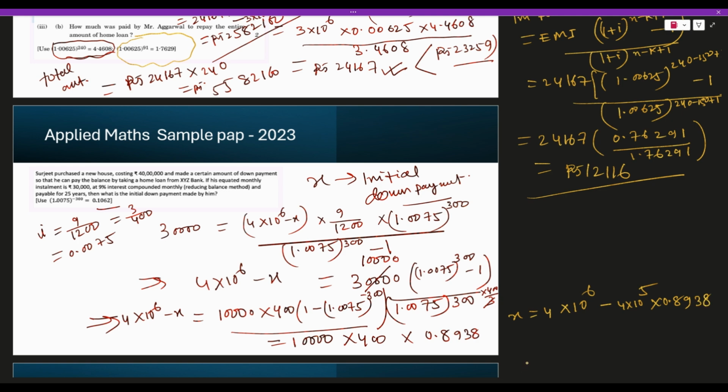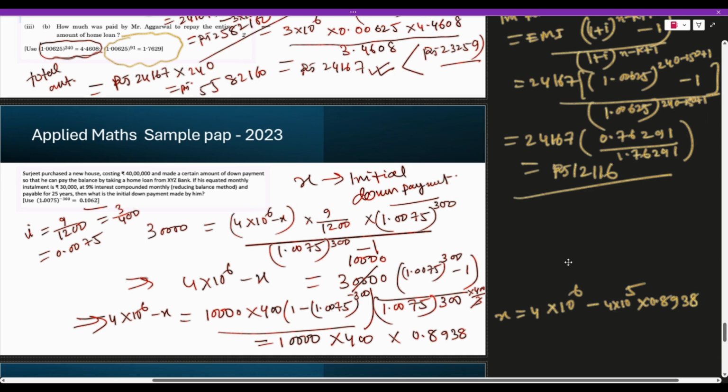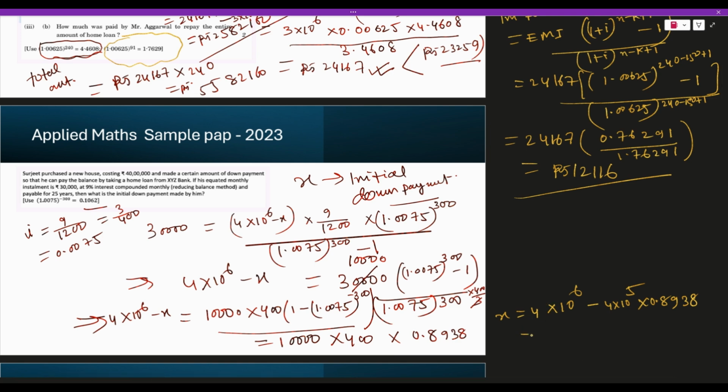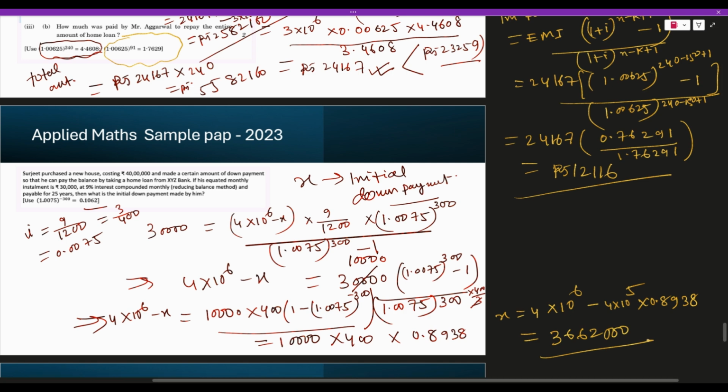Okay? So this x, I do it by calculator now because I have taken enough time. This much time is actually required. I can't help. In my calculator, this is given 3662. This much down payment he has done, Sujit. Okay.